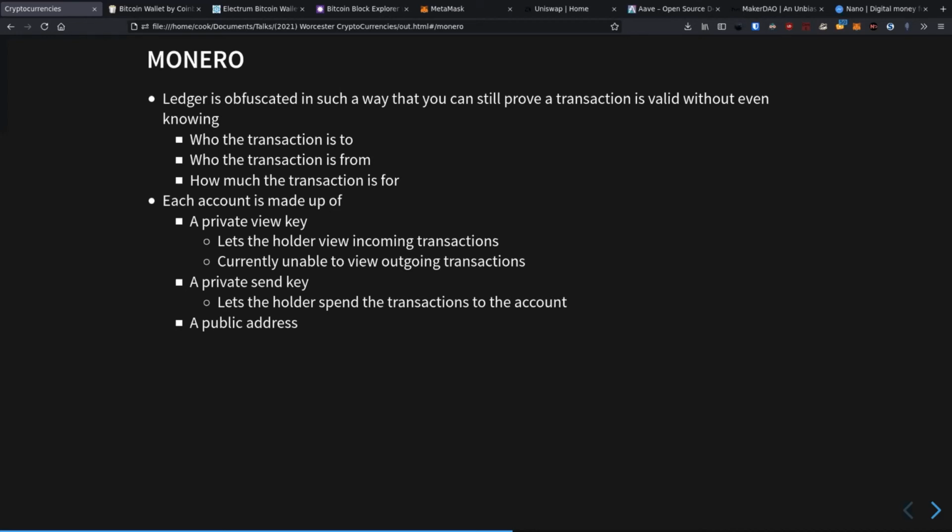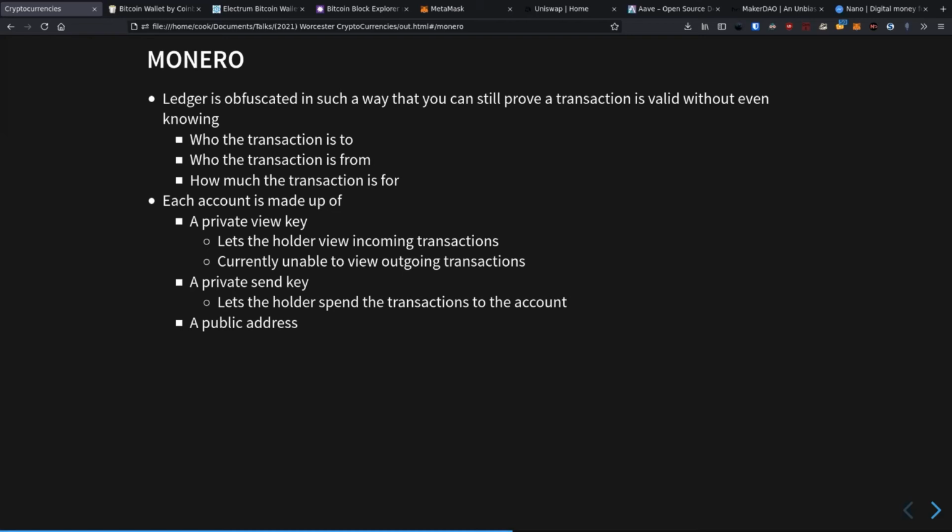So Monero is another interesting cryptocurrency. It came a bit after Bitcoin, and the ledger is obfuscated. So in Monero, you can prove a transaction is valid without knowing who it's to, who it's from, or how much money is even being transacted, which is quite incredible, because I can sort of prove to you that I've sent you 5 Monero, and I can prove to other people that I sent you that money, but they don't know who you are, who I am, how much I sent you, but they know that I had enough money to send you that money, which is a bit confusing, but it works.